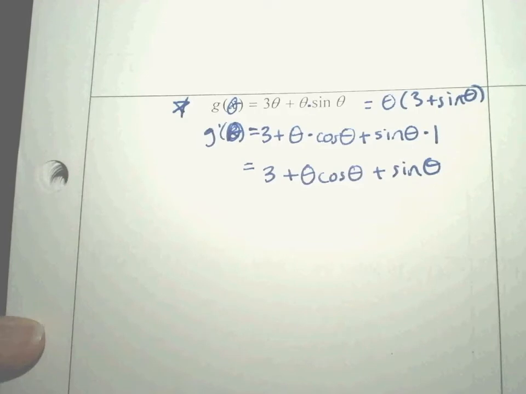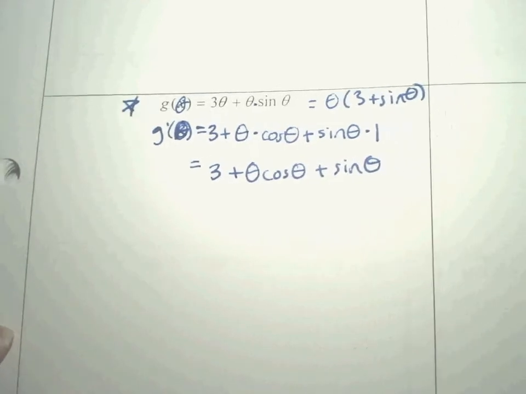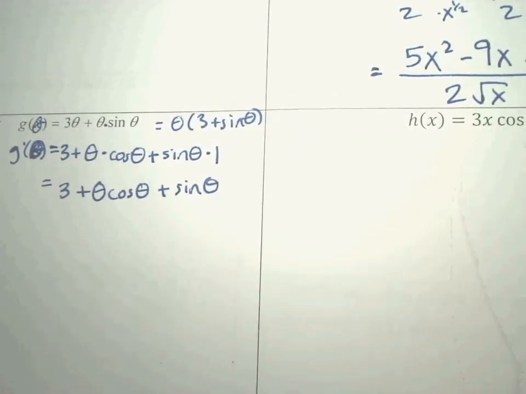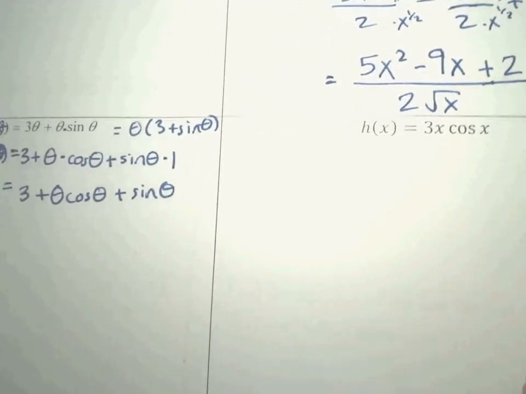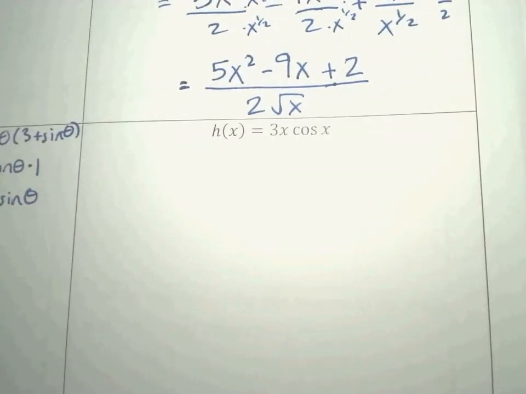3 plus theta cosine theta plus sine theta. Okay, let's do h of x. There is no way that algebraically I can rewrite this in any form. Do y'all see that? So we have to use the product rule.